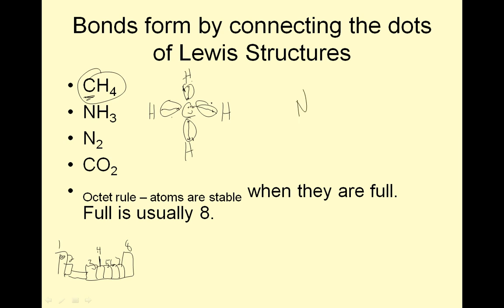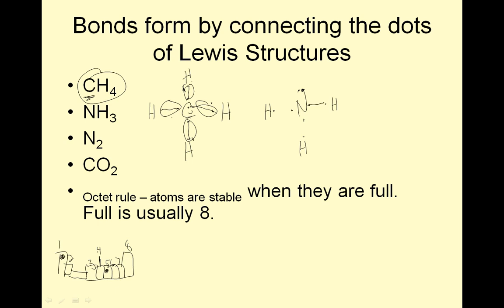Nitrogen. Nitrogen's right here. So it has 5: 1, 2, 3, 4, 5. And then I have 3 hydrogens, so I'm going to aim them at my single electrons. And why did I put 1 dot? Because hydrogen's right here. It has 1 valence electron.